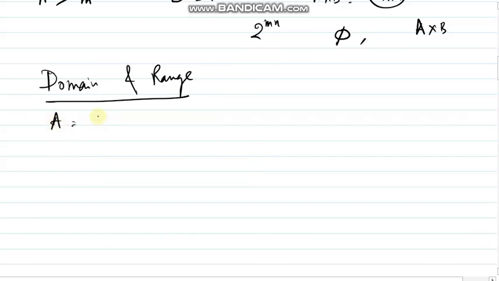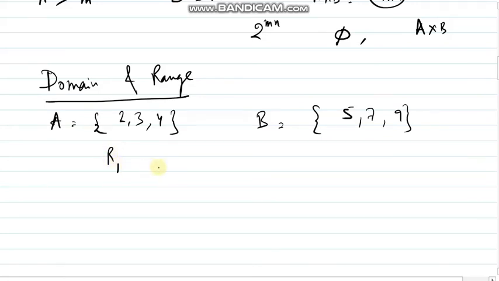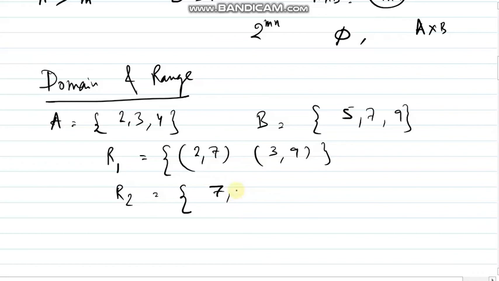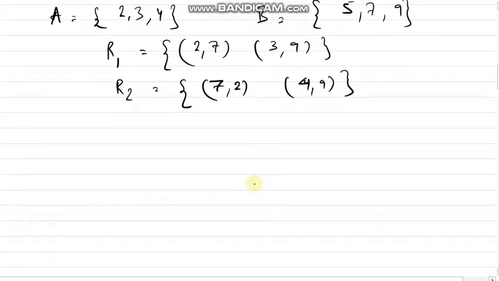Suppose A is given as 2, 3, 4 and B is given as 5, 7, 9. So I am writing one relation R1 as (2, 7) and (3, 9), and another relation R2 as (7, 2) and maybe (4, 9). If I ask the domain and range of R1 and R2, before finding domain and range, be very careful. The domain of R1 will be denoted by D of R1.